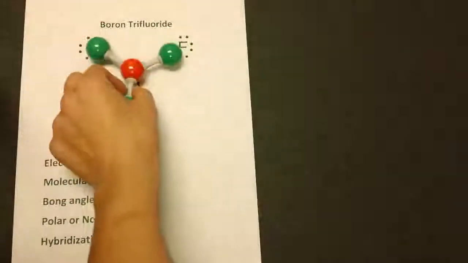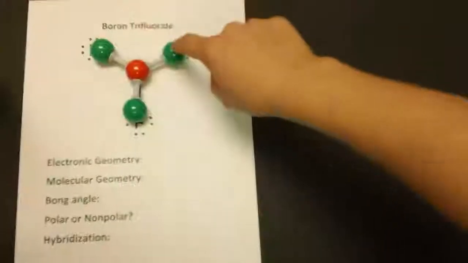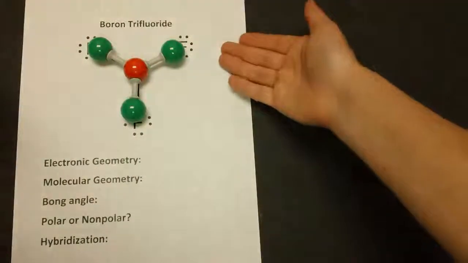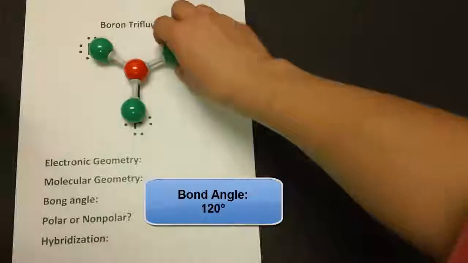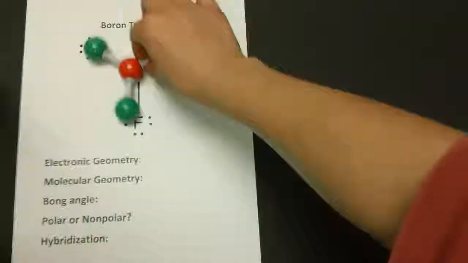What are the bond angles? Well, we can do the same thing we did last time. We take a circle, divide by the number of atoms, which here is 3. So 360 divided by 3, that's 120. So we have 120 degrees between here, then here, and here.